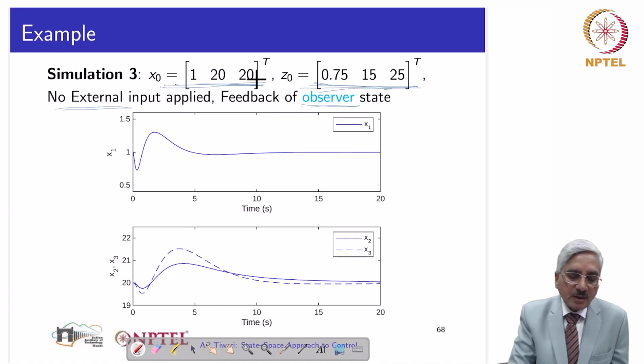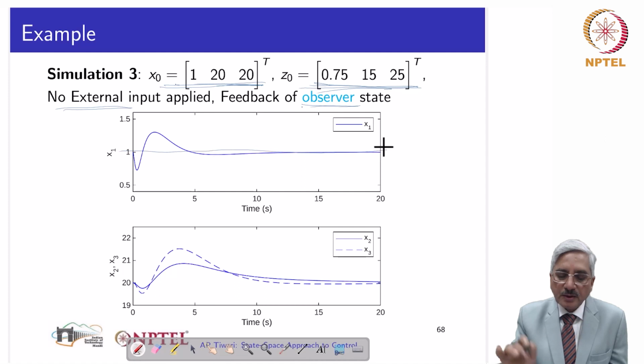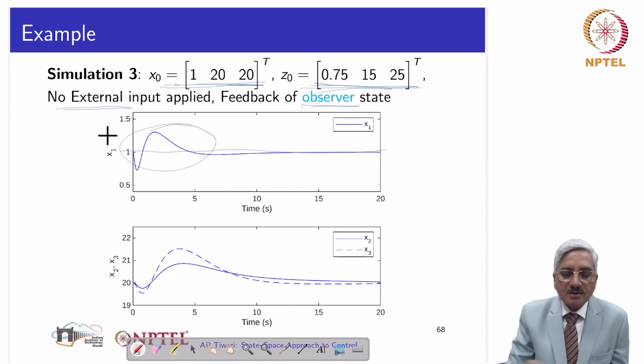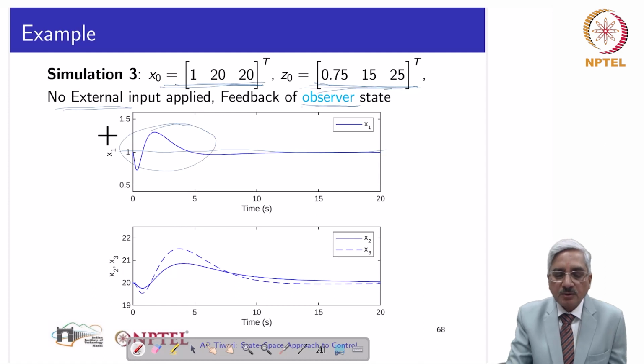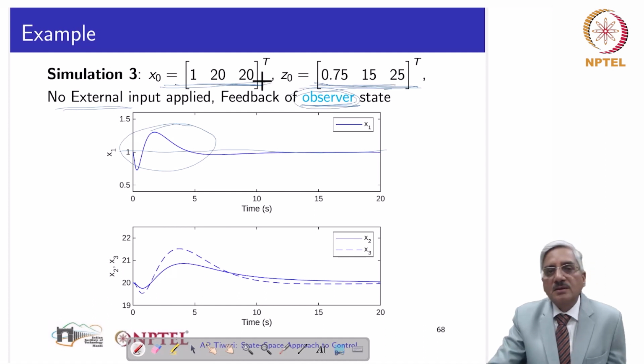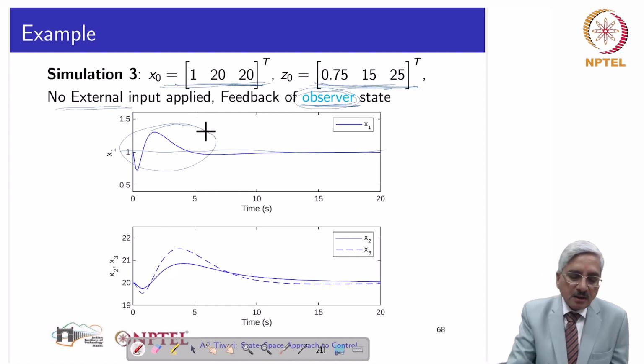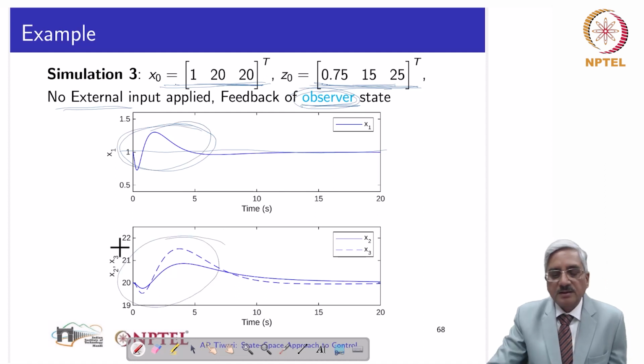We see that x1, which was constant, if we were feeding x1 for control, is now showing some initial variations, because we are using observer states for feedback and observer states are not the same as the actual system states. So x1 undergoes initial variation, and x2 and x3 also undergo initial variations. That happens.